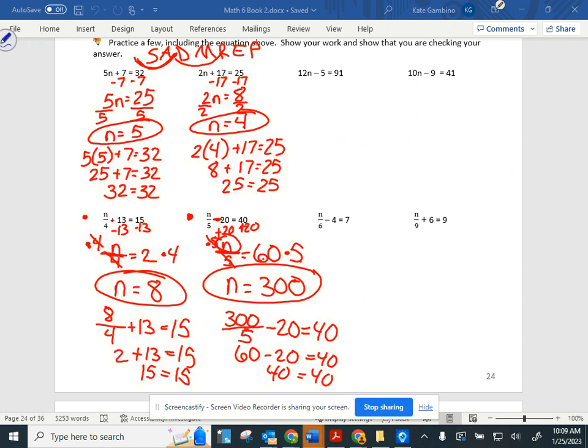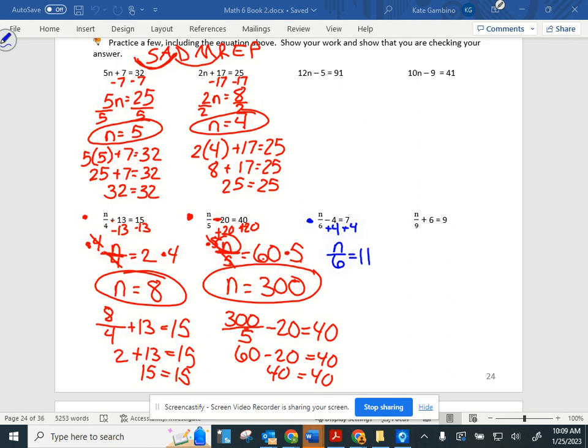Let's do this next one. N over 6 minus 4 equals 7. What is my first step, Isabel? Add 4. I'm going to add 4 because I'm subtracting 4. And we know in SADMEP, subtracting and adding comes first. So I'm going to add 4 to both sides. Minus 4 plus 4 equals 0. So I have n over 6 equals 7 plus 4 is 11.